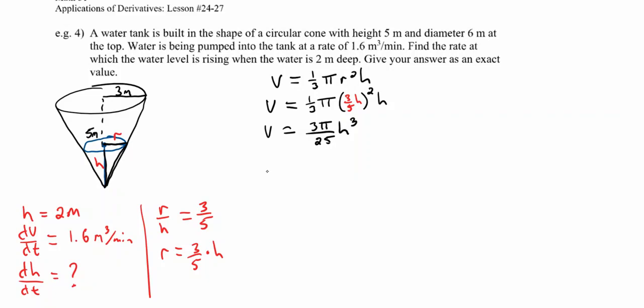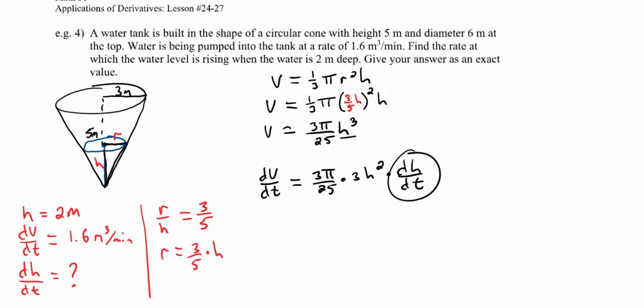So dV/dt is equal to this coefficient out front. I'm just not going to worry about that again. That's just 3 pi over 25, and then I'm just taking the derivative of h cubed, so that would be times 3h squared, and then times dh/dt. That's exciting. That's the one we're looking for.